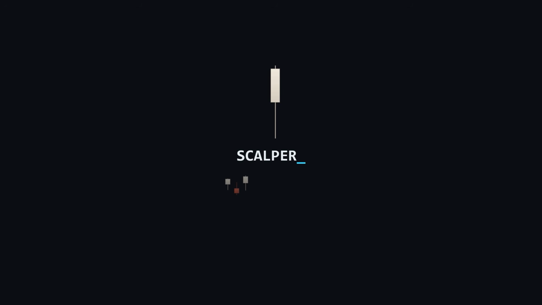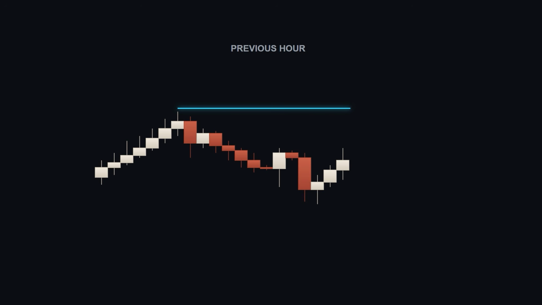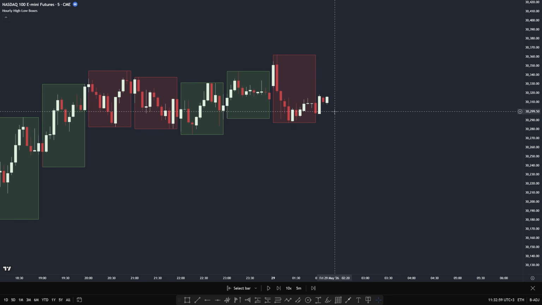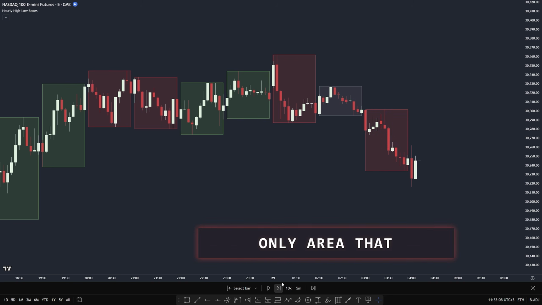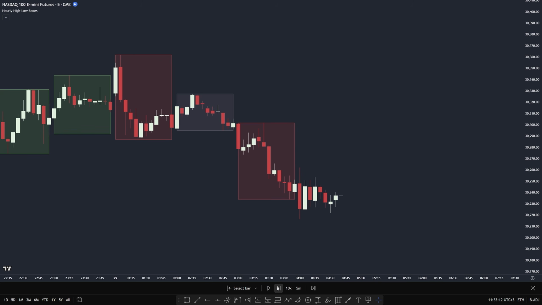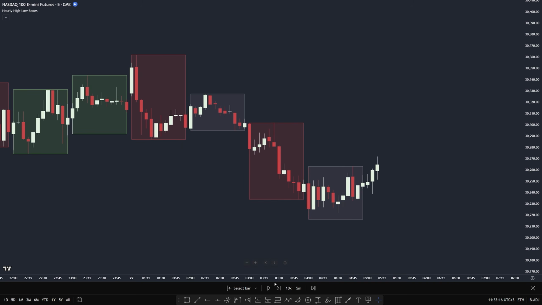If you're a scalper with a small account, you definitely must try out this strategy. This scalping workflow uses previous hour's high and low as fixed liquidity zones. And instead of guessing, I built an indicator that draws those exact levels as a box. When the new hour starts, that box becomes the only area I care about. Watch what happens when price reaches one of those levels and fails to stay beyond it.